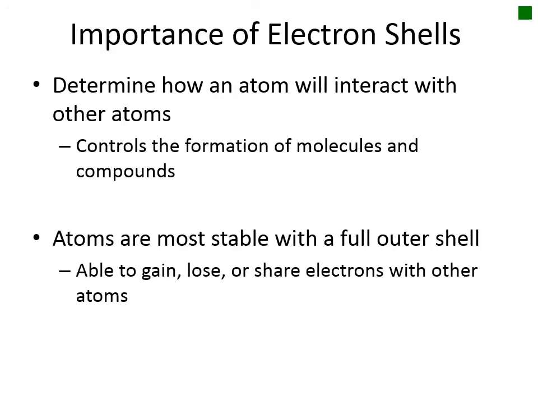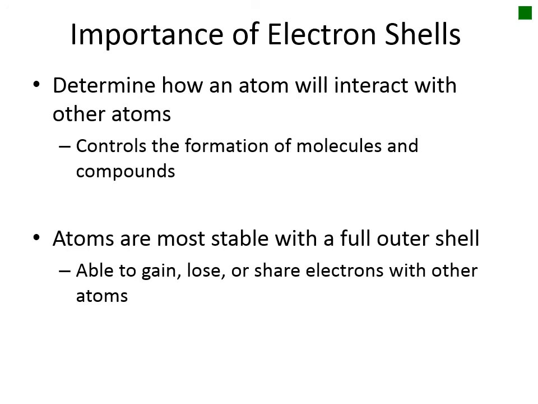Bohr diagrams are important because they help you determine how the atom will interact with other atoms. Every atom is most stable with a full outer shell of electrons. They will fill their shells by either losing, gaining, or sharing electrons with other atoms. In our carbon example, the outer shell can hold a total of 8 electrons. Thus, carbon needs 4 more electrons to fill its outer shell.